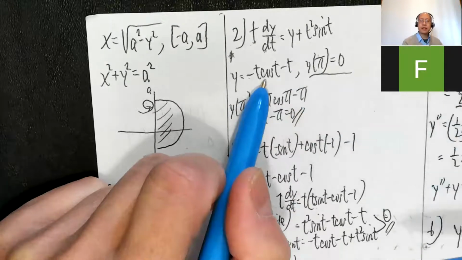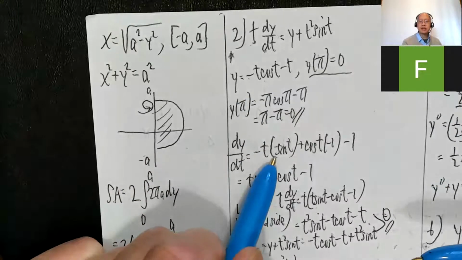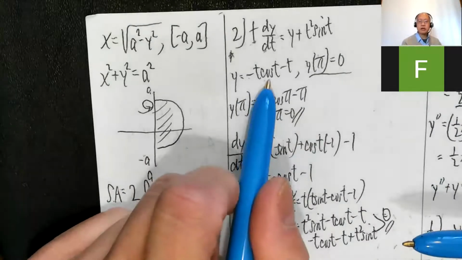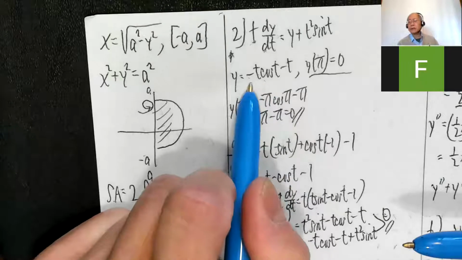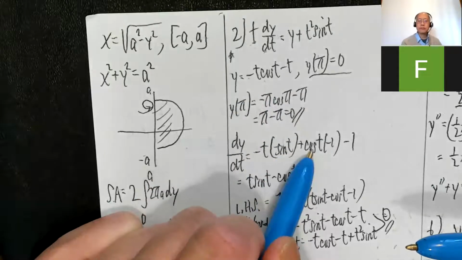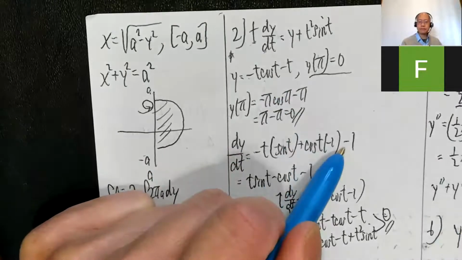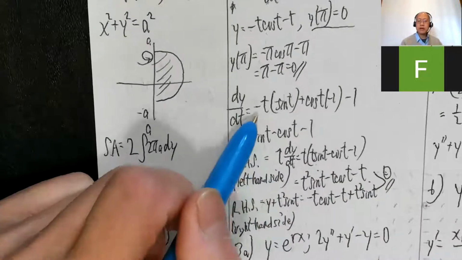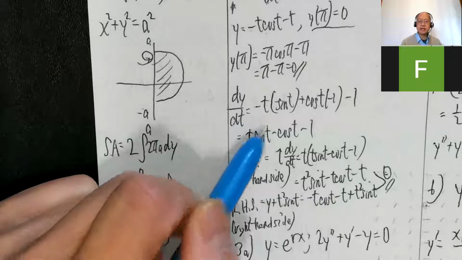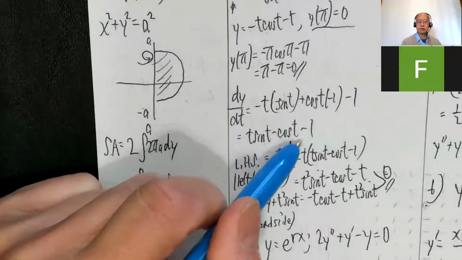First times the derivative of the second, negative t times negative sine t, plus the second function, cosine t, times the derivative of the first, which is -1. And then the derivative of negative t is -1. So clean that up. That's going to be what? T sine t minus cosine t minus 1.